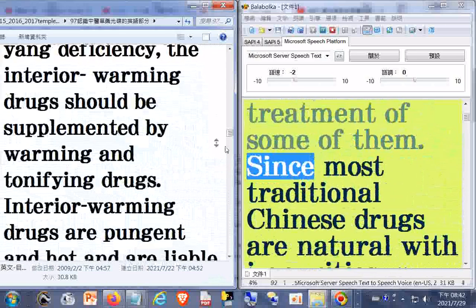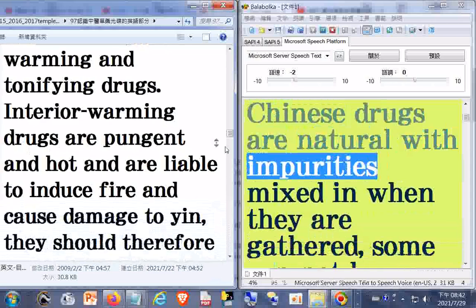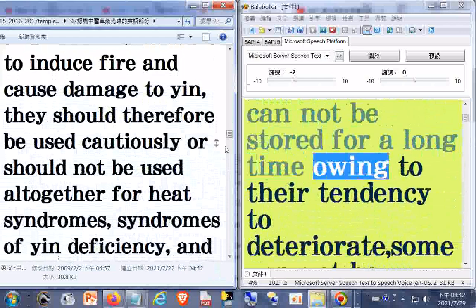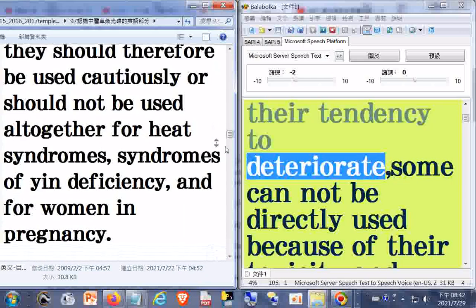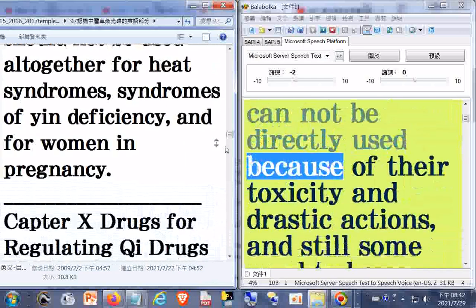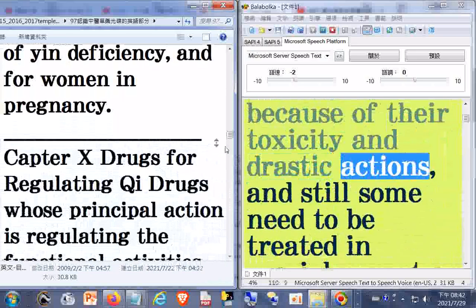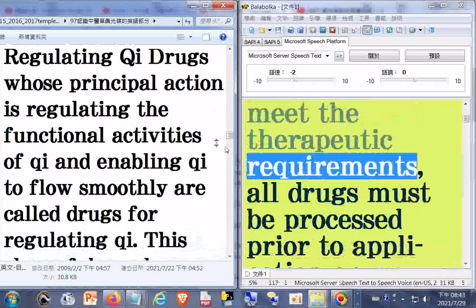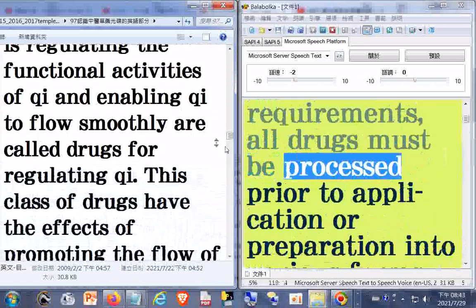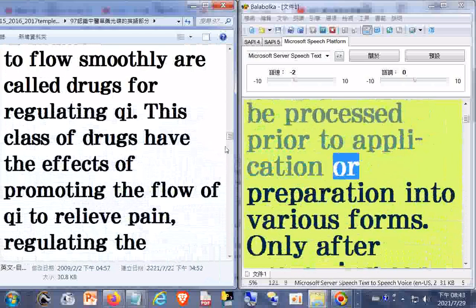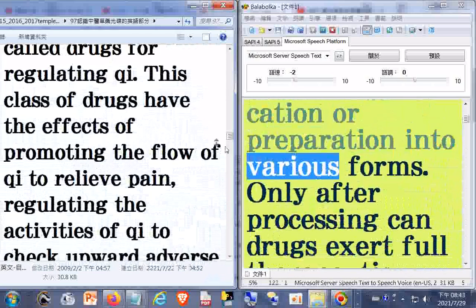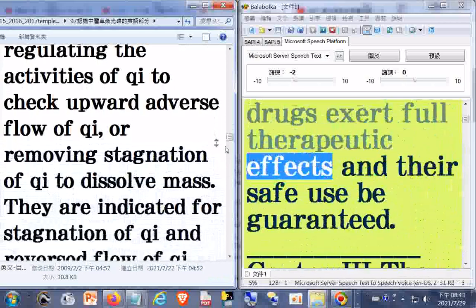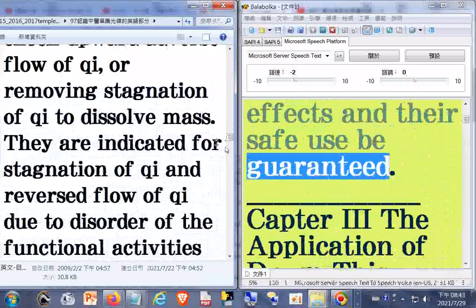Since most traditional Chinese drugs are natural with impurities mixed in when they are gathered, some cannot be stored for a long time owing to their tendency to deteriorate, some cannot be directly used because of their toxicity and drastic actions, and still some need to be treated in special ways to meet the therapeutic requirements. All drugs must be processed prior to application or preparation into various forms. Only after processing can drugs exert full therapeutic effects and their safe use be guaranteed.